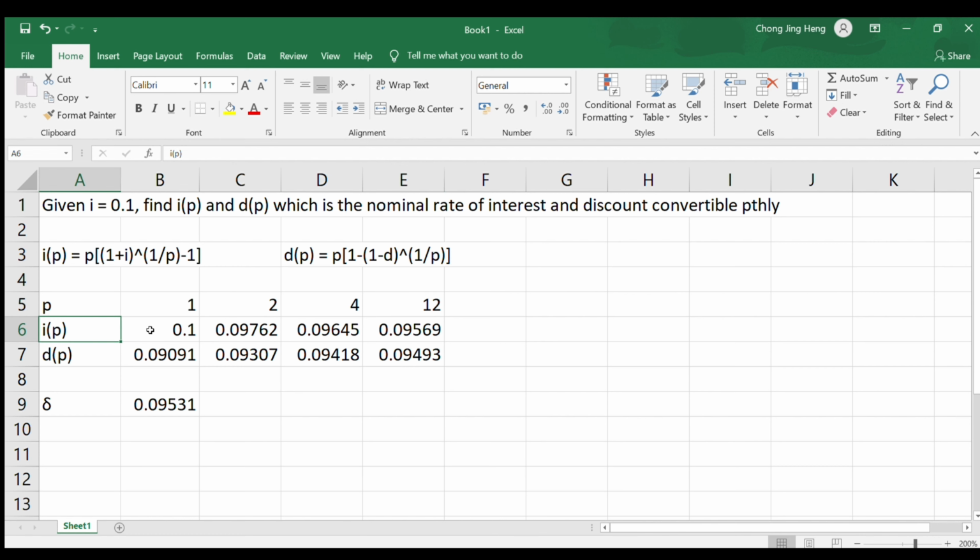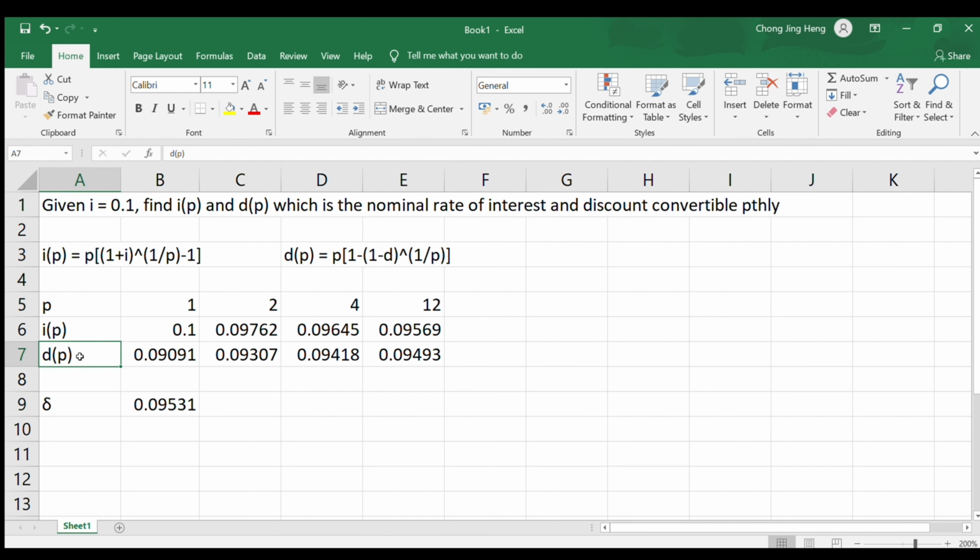So i1 is just the effective rate of interest, which is equal to 0.1. For i2, we use the formula 2 times ((1 plus 0.1) to the power 1 over 2 minus 1), and we are able to get this answer. The same goes for i4 and i12, which are the interest rates convertible quarterly and convertible monthly respectively.